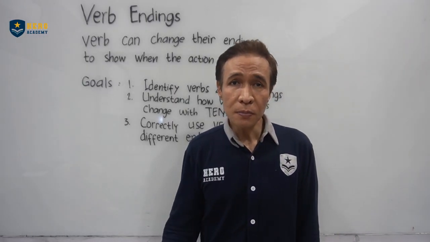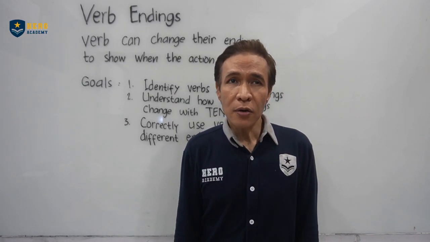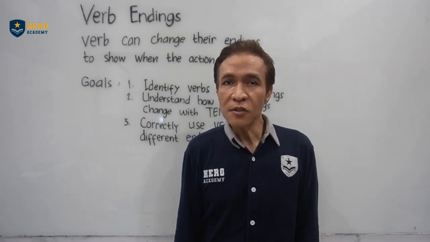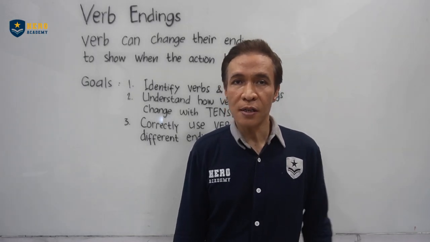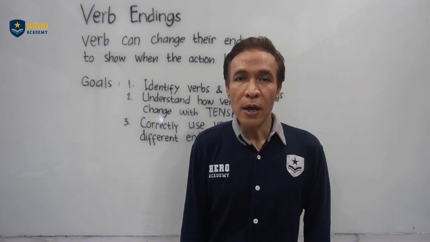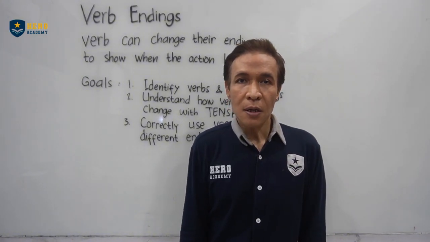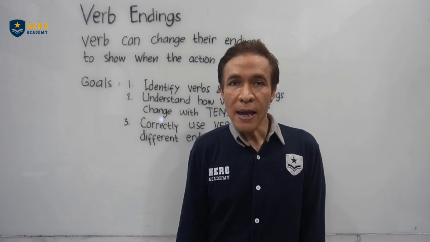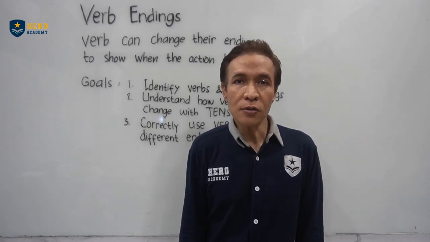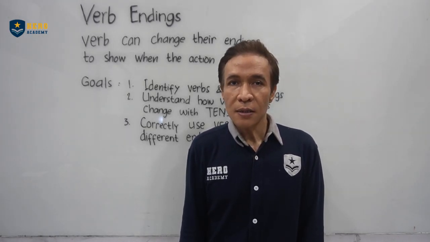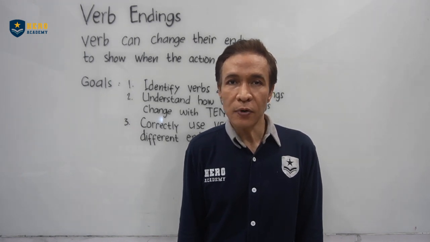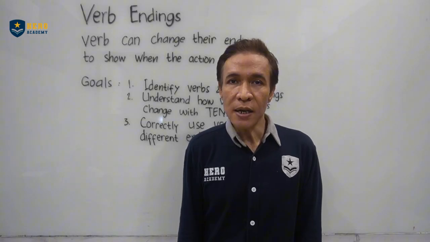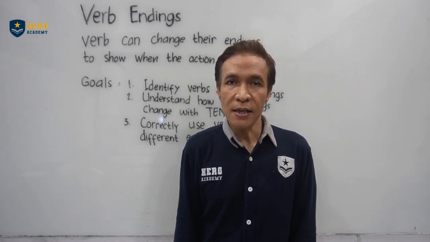Now, remember, there are some major verb tenses that we know. For example, simple present, present continuous, and simple past tense. When we use simple present, we add s or es according to the subject. The subjects that use s or es at the ending of the verbs are he, she, and it.